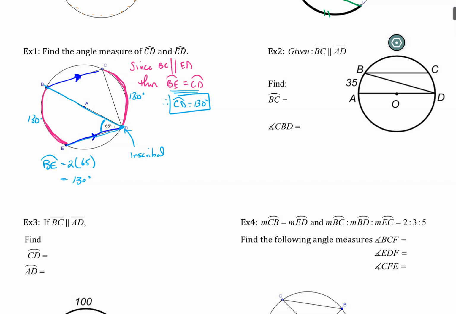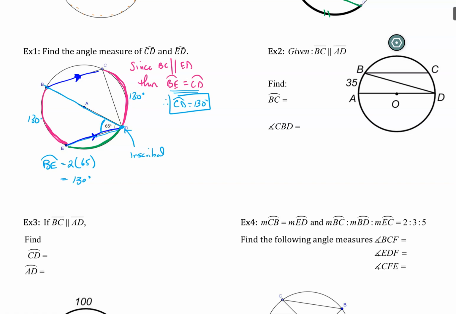So that's our first part. The second part here asks me to find ED. So ED is this portion over here. Now again, I can't make that assumption that BC is equal to that because I have no indication that these line segments or these chords are congruent to each other. So that part's not going to be okay.